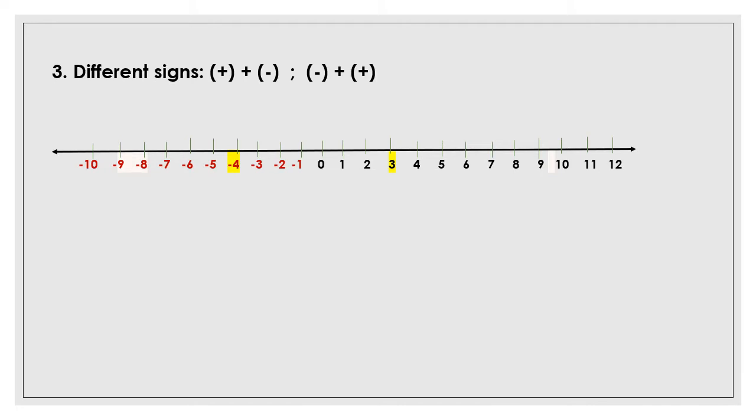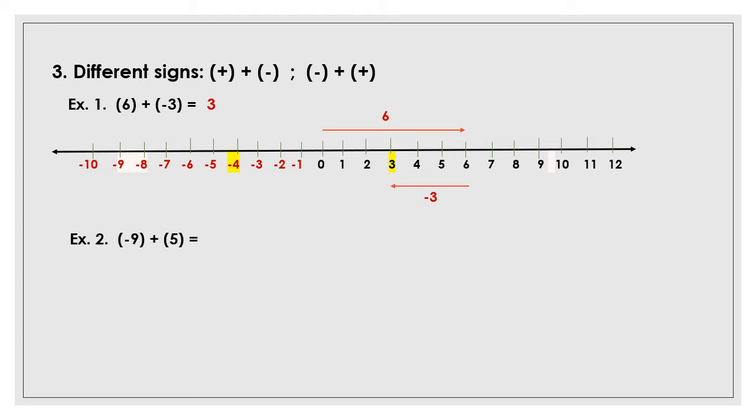Next, for different signs, let us say we have 6 plus negative 3. So from 0, we move 6 units to the right. Then plus negative 3. So from positive 6, we move 3 units to the left. And we have stopped at positive 3. Therefore, 6 plus negative 3 equals 3.